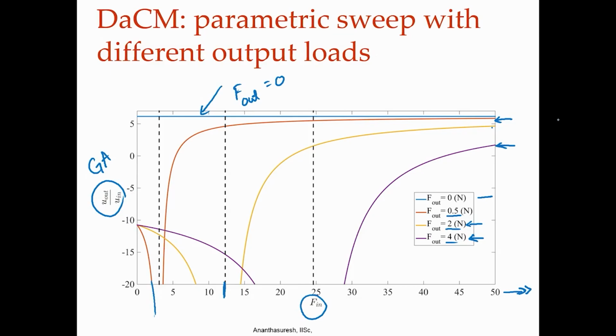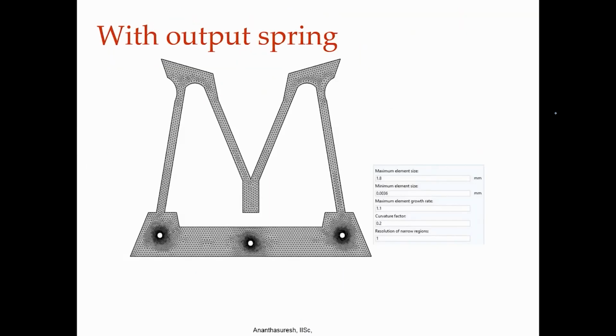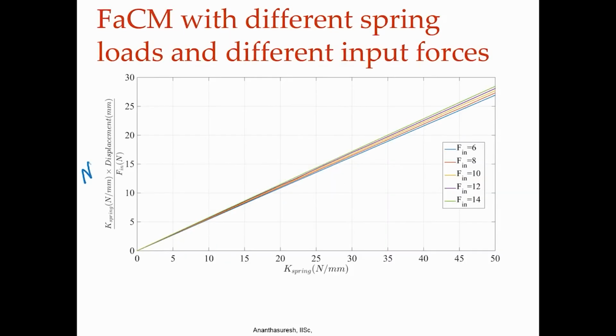This is something that we can do very easily using finite element analysis, but we have to remember that we have to use nonlinear finite element analysis for that. And if you go back to FACM, I can actually put a spring that finite element analysis software provides. This we can call output spring to simulate an elastic object and vary its stiffness, and then see how the mechanical advantage, that is the output force, K spring times displacement, divided by F in, is plotted here against stiffness of the spring, that is the elastic object.